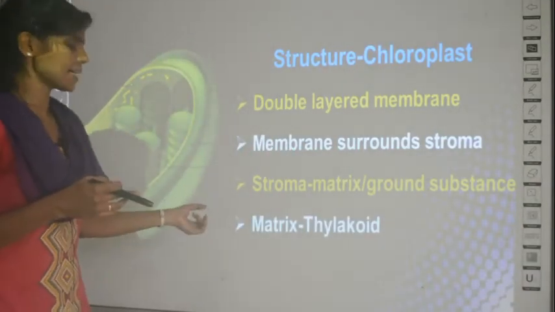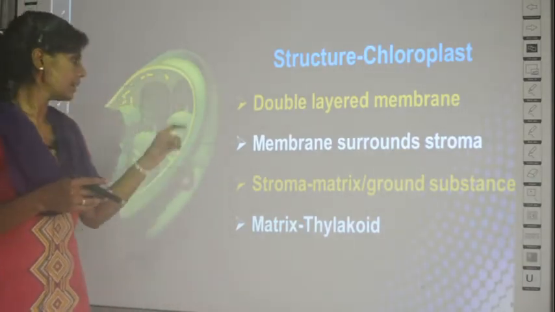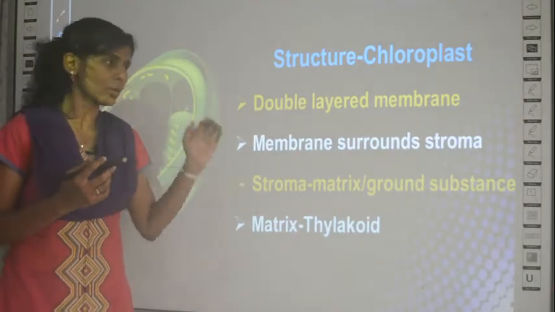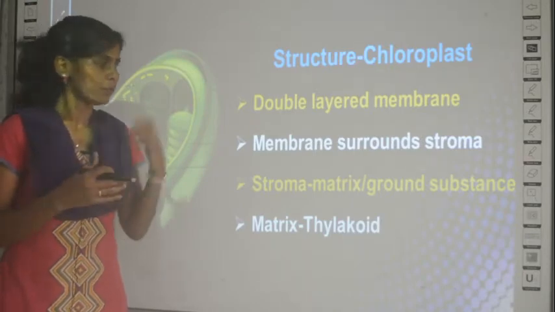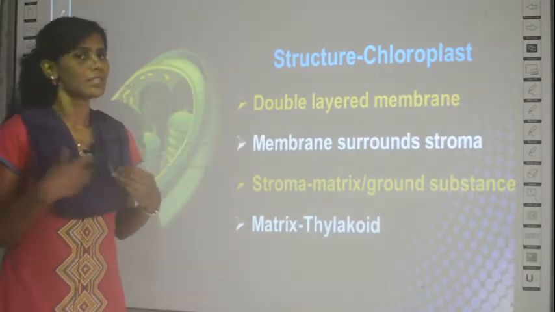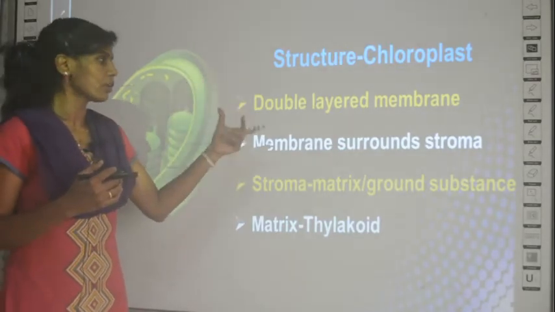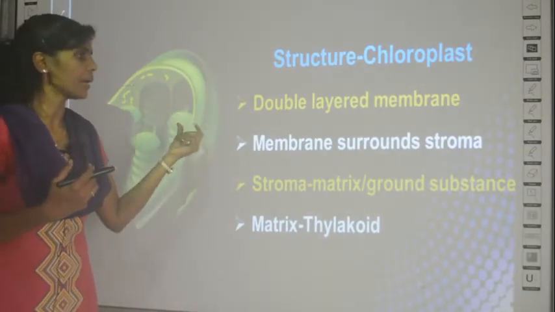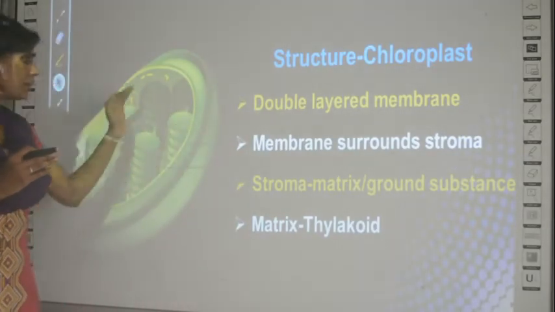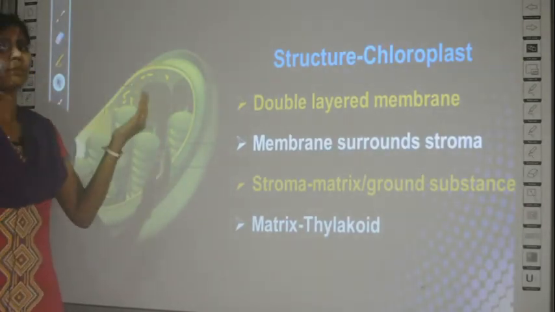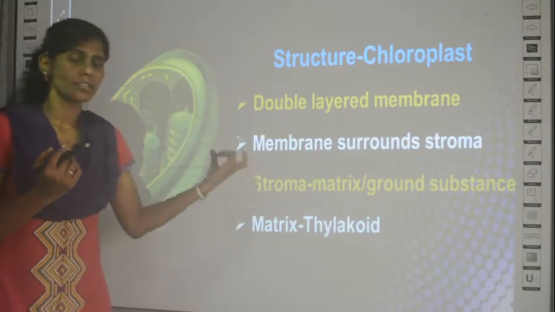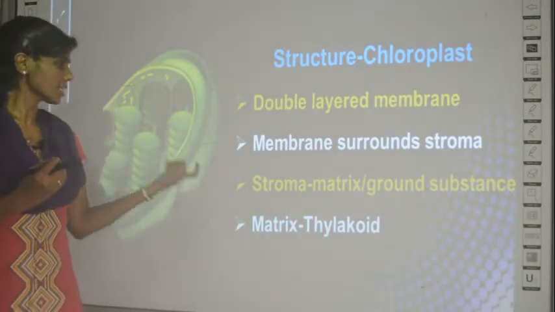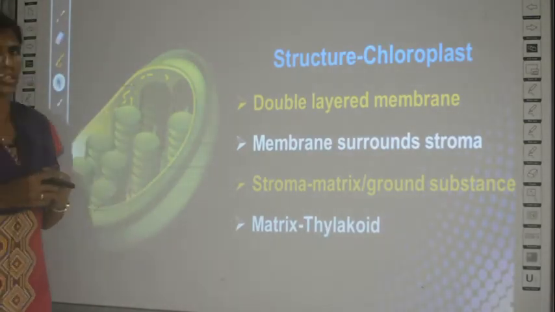And then in the matrix you can find thylakoids. In the stroma only you find thylakoid also. Already while explaining the structure I have told these points. Anyway, in the explanation part of your book these facts are given, so I repeat again. In the structure of the chloroplast, you know that it is a double layered membrane called outer and inner membrane, and the membrane surrounds the stroma. There is stroma in the middle portion, and the membrane covers the stroma, and the stroma or the matrix is the ground or the base substance, and the matrix has thylakoids, which are coin like structures. Clear?